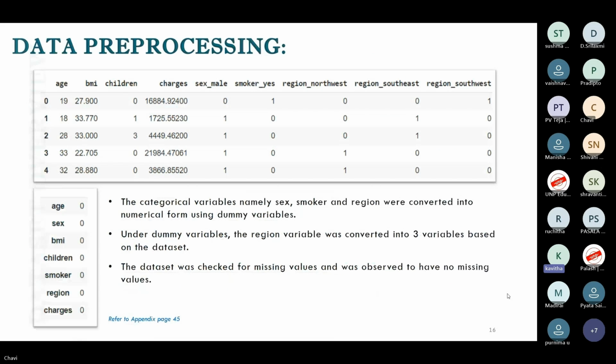Next, data preprocessing. Data preprocessing is the process of transforming raw data into a clean and standardized format that is easier for machines to understand and use in analysis and model training. Here, the categorical variables, namely sex, smoker, and region, were converted into numerical form using dummy variables. Under dummy variables, the region variable was converted into 3 variables. The data set was checked for missing values, and here we have no missing values.